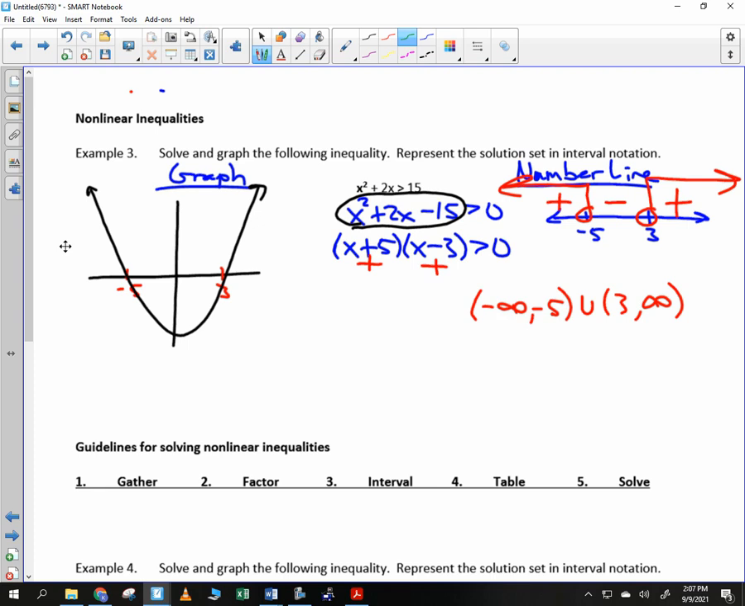The parts that are above the x-axis. So here the graph is positive because it's above the x-axis. Here the graph is negative because it's below. Here the graph is positive because it's above. So we're going to answer this by saying, where is the graph positive? Because it says, where is it greater than 0? So that would be from negative infinity to negative 5, union with positive 3 to infinity.